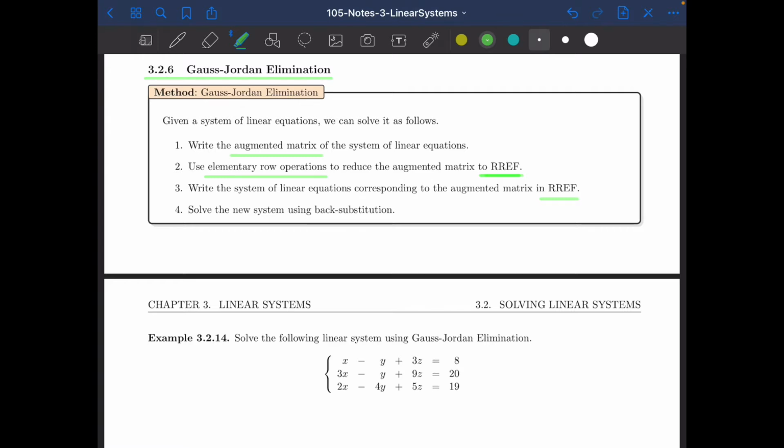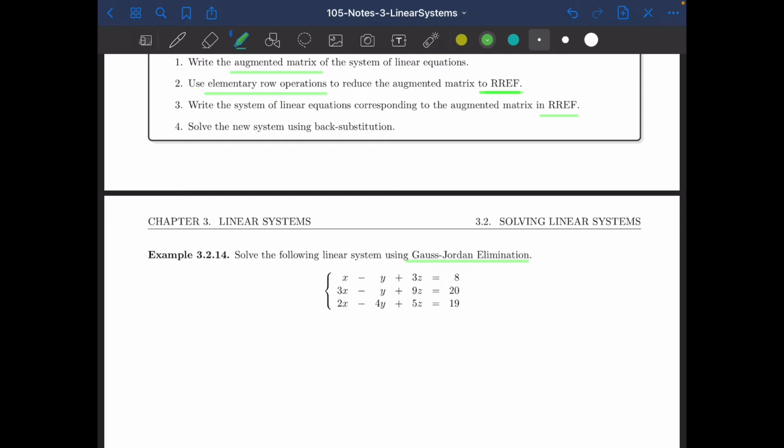So let's look at example 3.2.14. We want to solve the following linear system using Gauss-Jordan elimination. We start with step 1, which is to write the augmented matrix of the system of linear equations. So step 1 is to write the augmented matrix, which is 1, minus 1, 3, 8, 3, minus 1, 9, 20, 2, minus 4, 5, 19. This is the augmented matrix of the linear system.